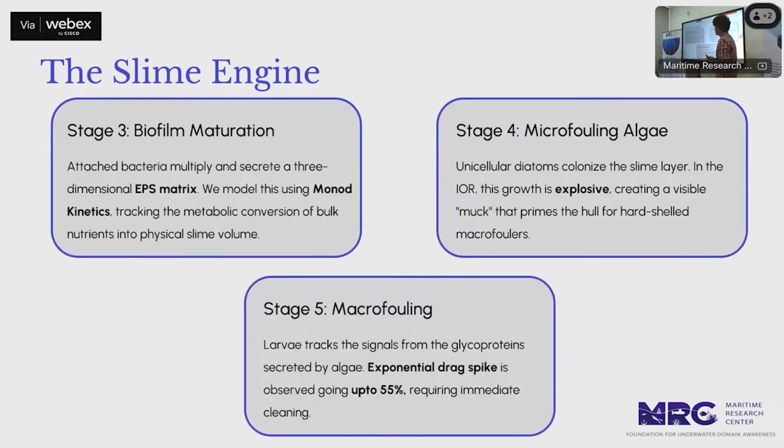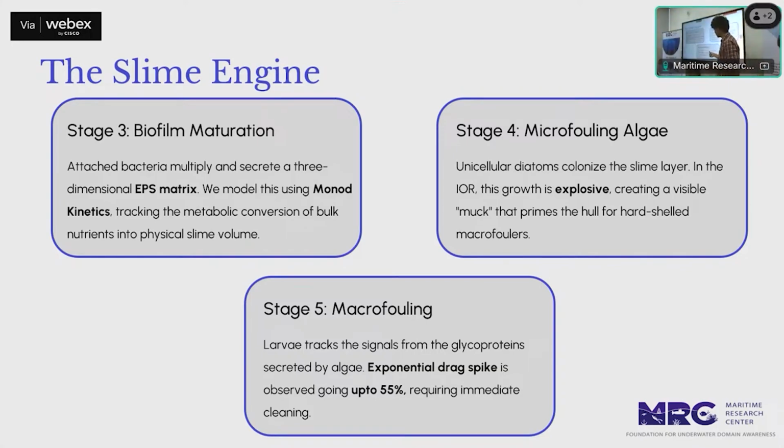Now the stage 3: the bacteria now secrete an EPS matrix, and that is followed by Monod kinetics. That is where algae will be attracted to that EPS matrix, and then this will form visible muck. Before, nothing was visible; there were just slime layers. Now everything will be visible. This will also add more weight to the ship.